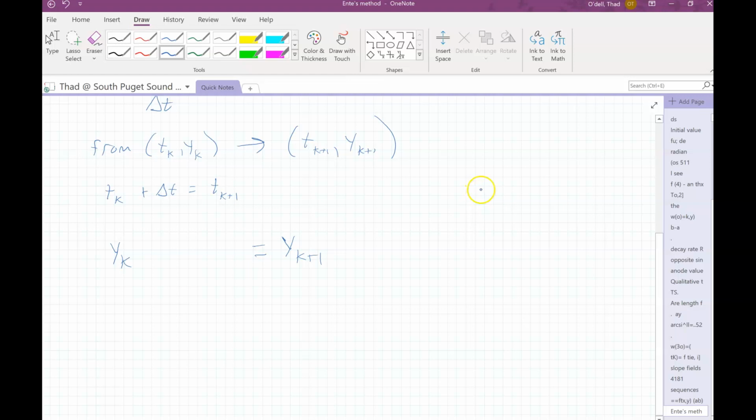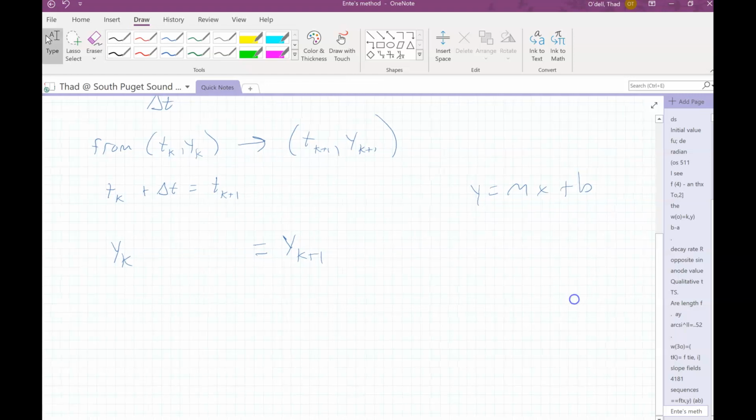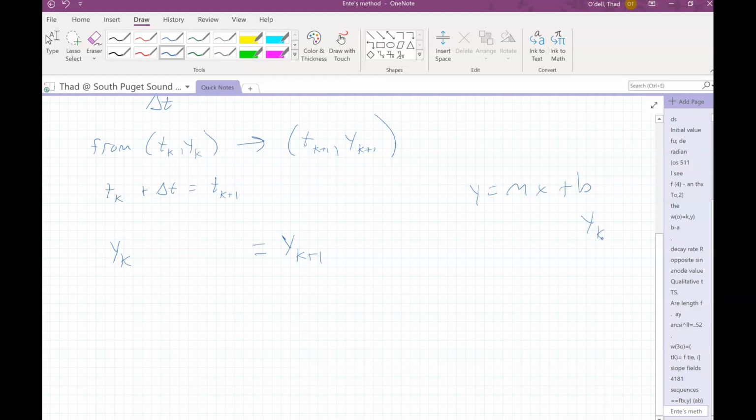So remember, a tangent line is literally a line, so it's just y equals mx plus b. And in this case, the b is going to be my y sub k, because that's my starting value. If you remember from a tangent line, the way you find the slope is by the derivative at that point. And of course the future y is my y sub k plus 1. So the kick here is the slope is going to be defined by my differential equation.